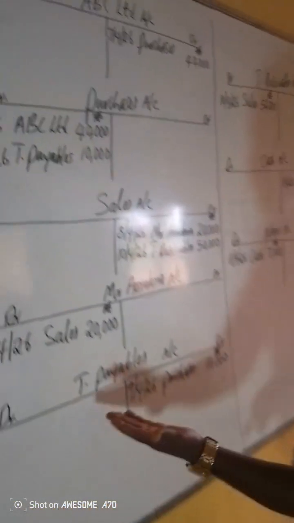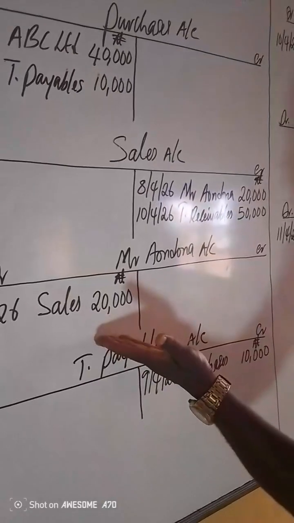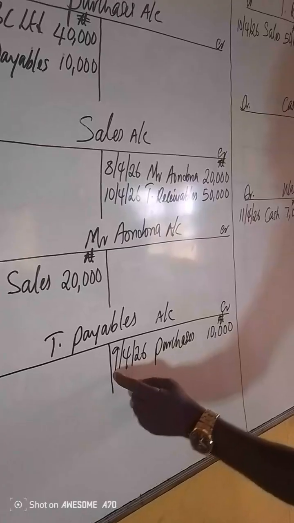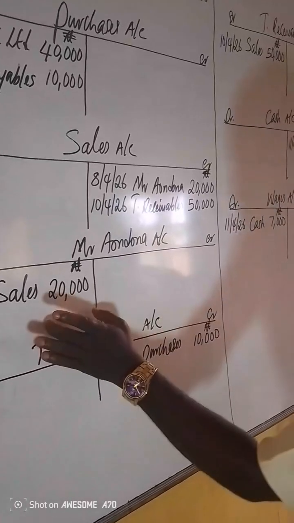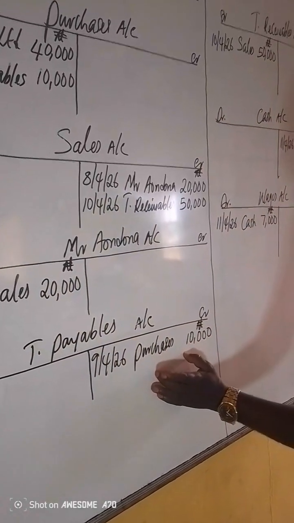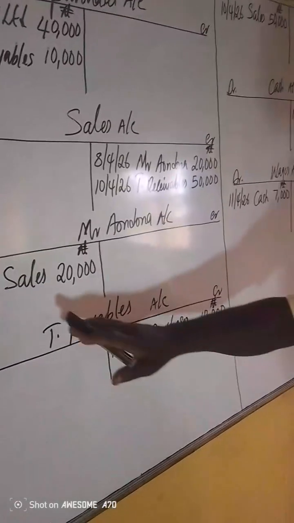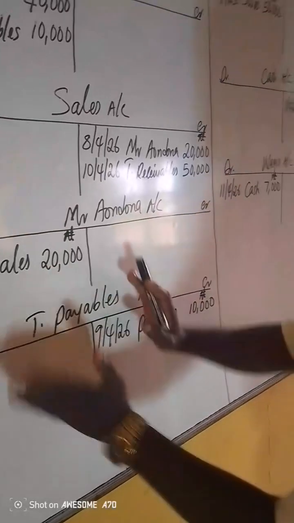So let's see now. We always start with the giver. The giver is trade payable, which I'm saying don't call creditors. Now, on this date, 9th of April 2026, trade payable is giving to purchases, and the amount is 10,000 naira. We are not saying that trade payable must be the name of a person, but here the name is withheld.